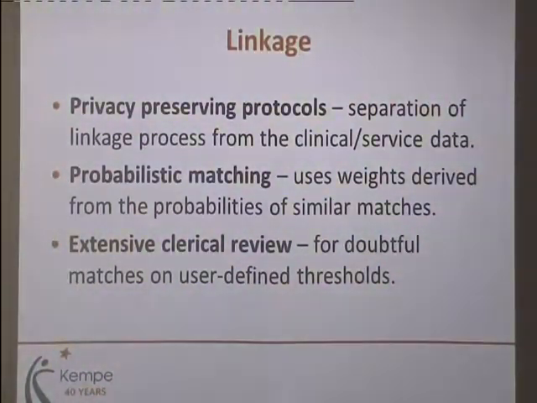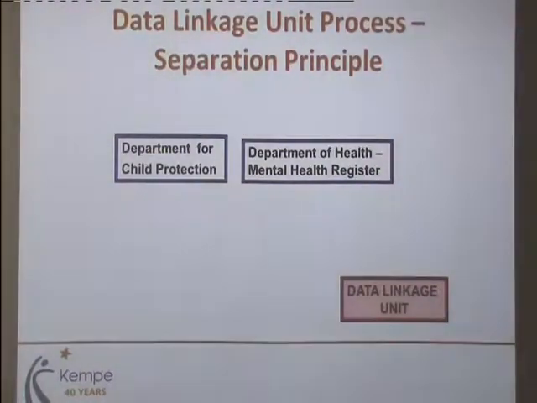But when it comes to linkage, they separate that from their clinical and service data. So this is really meant to support a public health function. The data is defined as fulfilling that role. They use probabilistic matching, which I just described. And then they also do an extensive clerical review to make sure that the matches are accurate. And the process works something like this.